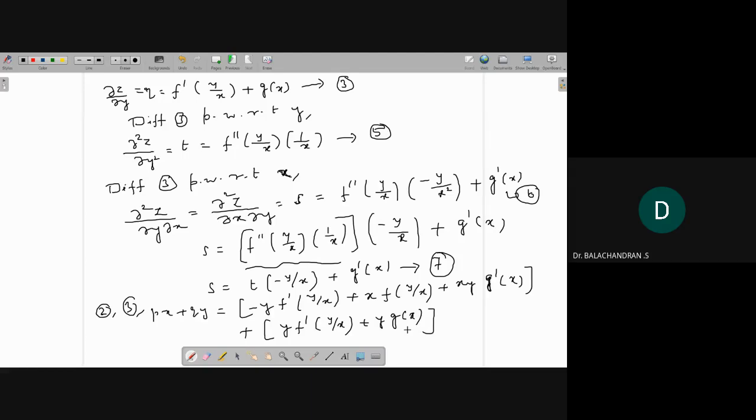Okay, now I think these two terms get cancelled. Minus y into f dash of y by x plus y into f dash of y by x gets cancelled. Remaining we have, I will write the remaining term in the next slide. So the remaining term is what? xy into g dash of x plus x into f of y by x plus y into g of x. Only these three terms.